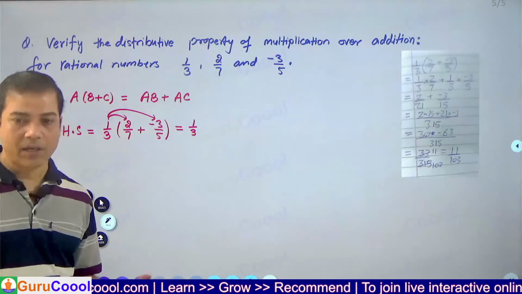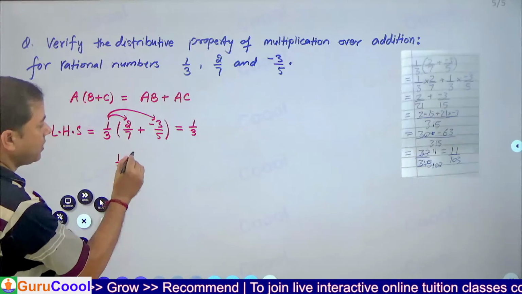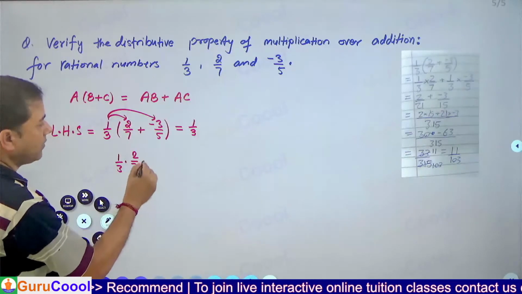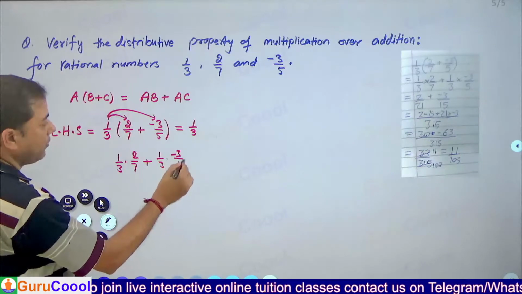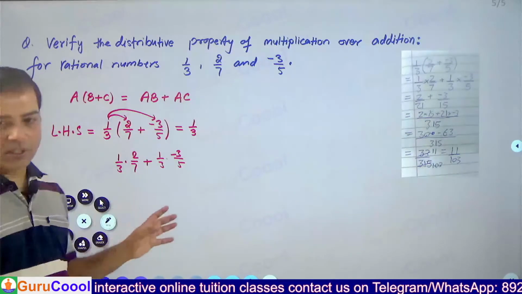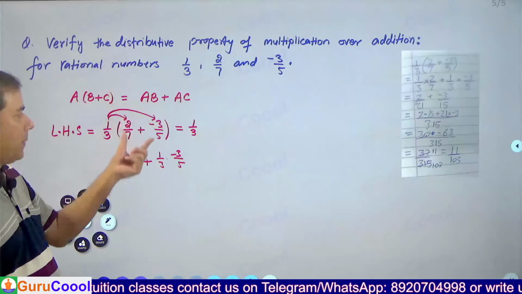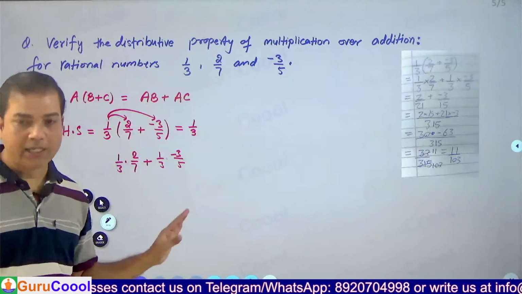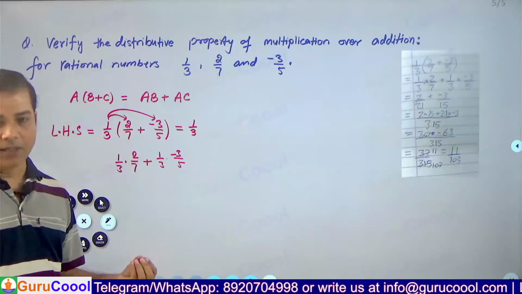verifying doesn't mean applying. If you do this way, if you write 1 by 3 times 2 by 7 plus 1 by 3 times minus 3 by 5, then you are not doing it correctly, because you are applying that property. You don't have to apply it. You have to first check it. Getting the idea?